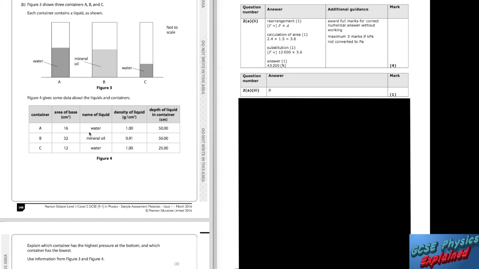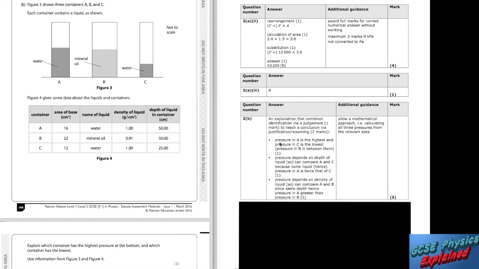Now if we compare A, the pressure in A is going to be the highest because the density is the greatest and the depth of water is the greatest. B, the depth is quite big but the density is smaller, so that's going to be medium pressure. And C, the pressure is going to be the lowest because even though it's got a high density, it's got a very small depth of liquid.